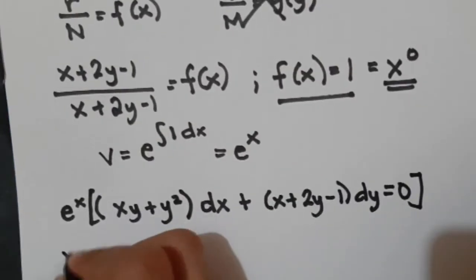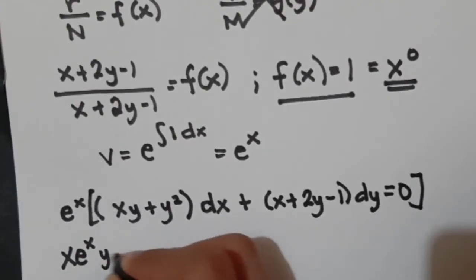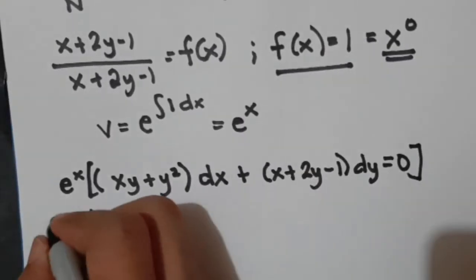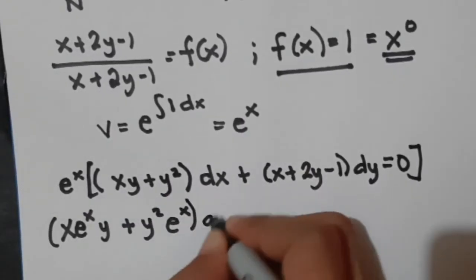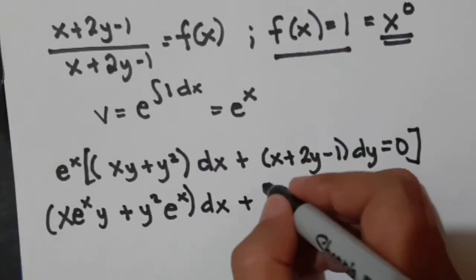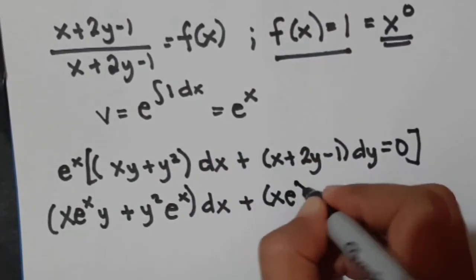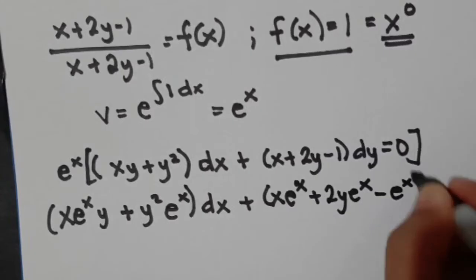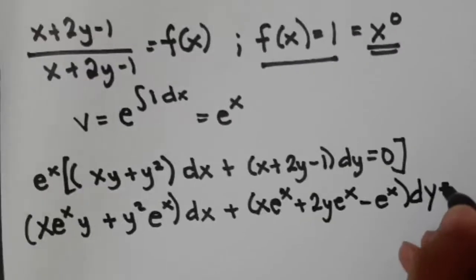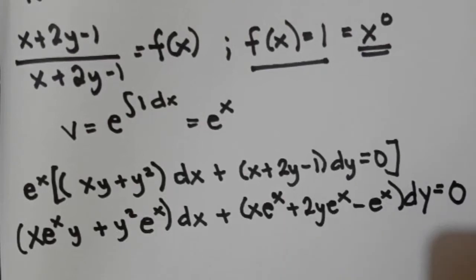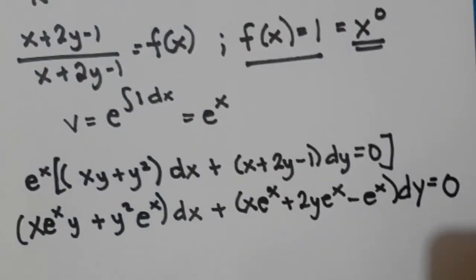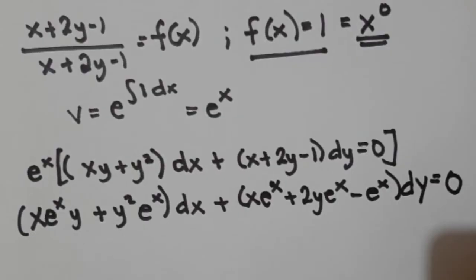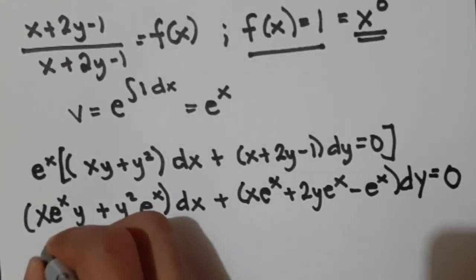So this is xe^x y plus y squared e^x dx plus (x e^x plus 2y e^x minus e^x) dy is equivalent to 0. Then we test for exactness, if our equation is already exact and if we got the proper integrating factor. So again, we get the partial derivative of M with respect to y.